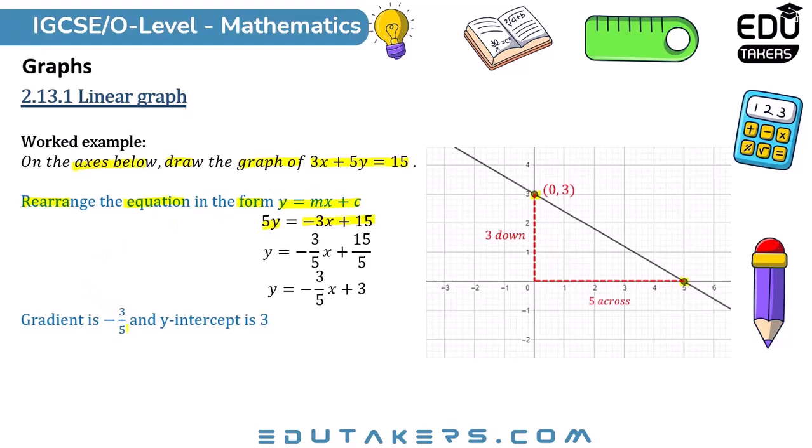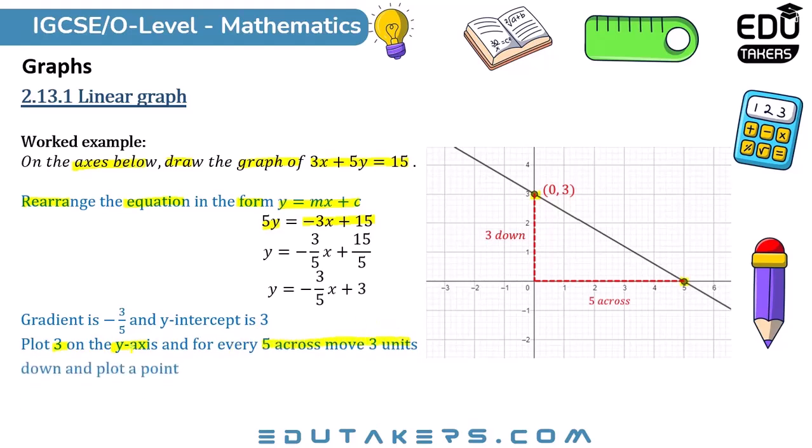Gradient is negative 3 over 5 and y-intercept is 3. Plot 3 on the y-axis and for every 5 across move 3 units down and plot a point.